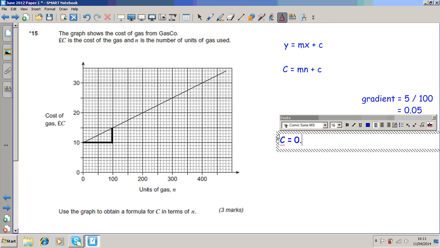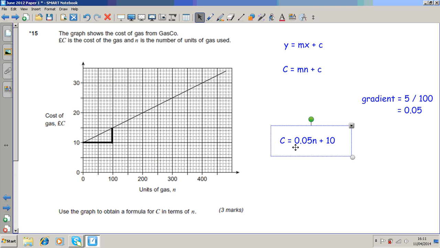C equals 0.05 n plus, and then the little c is the intercept, which is 10 pounds. So plus 10. And that is your answer.